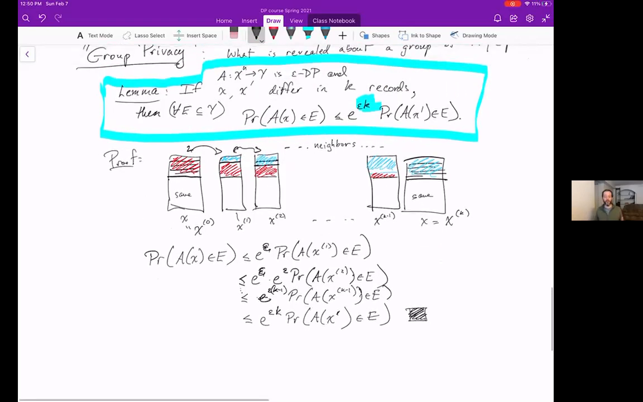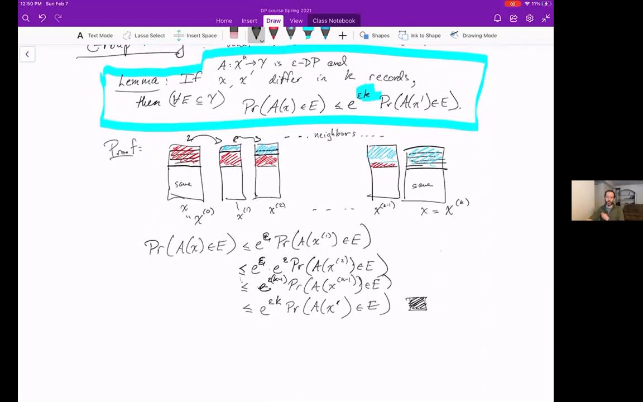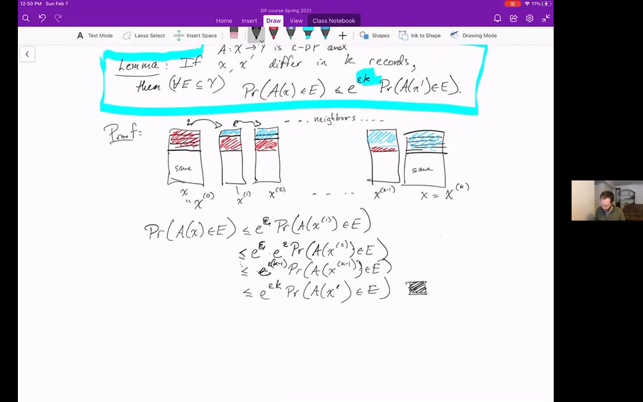So what have we proved? We've proven that if you take a group of k records, then the statement you can make about what would be changed by replacing all of them with garbage or with some other record is that the probability of any set of outcomes goes up by at most e to the epsilon k. That's often useful when we're reasoning about a small set of points. It also brings us to an interesting meta point.